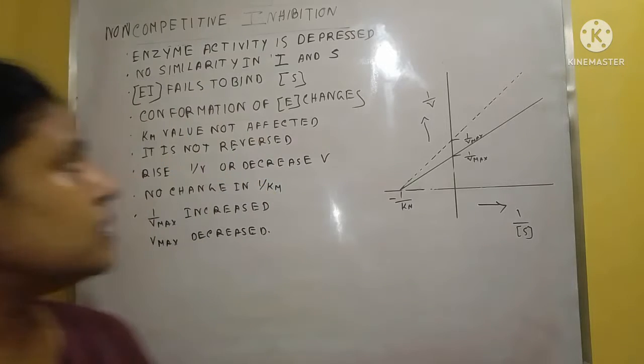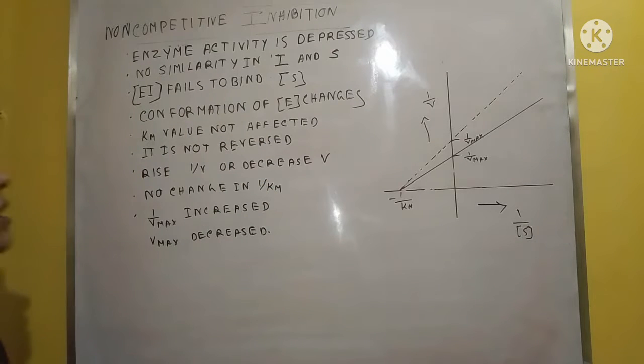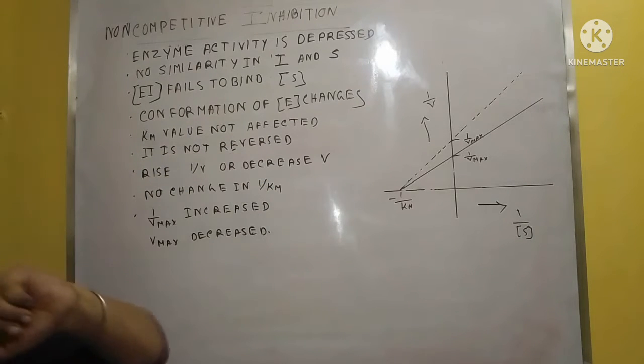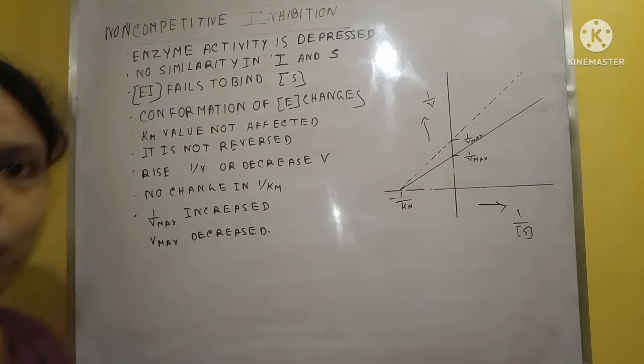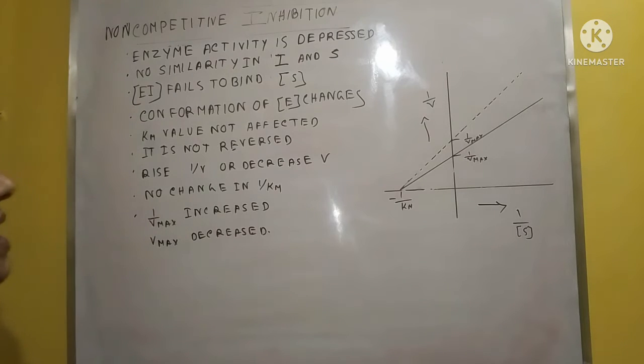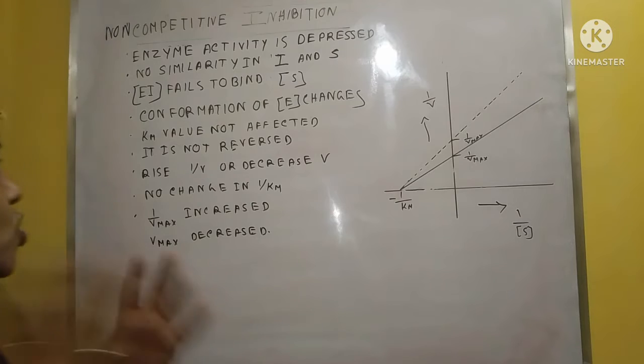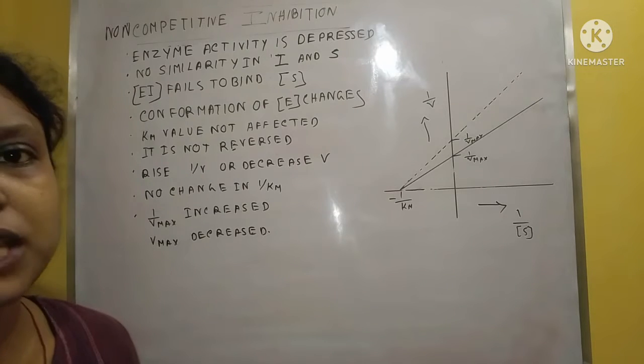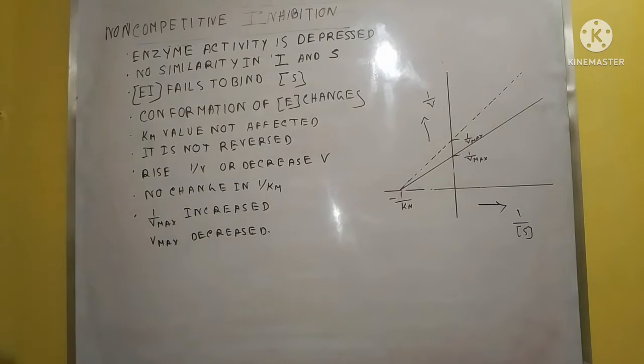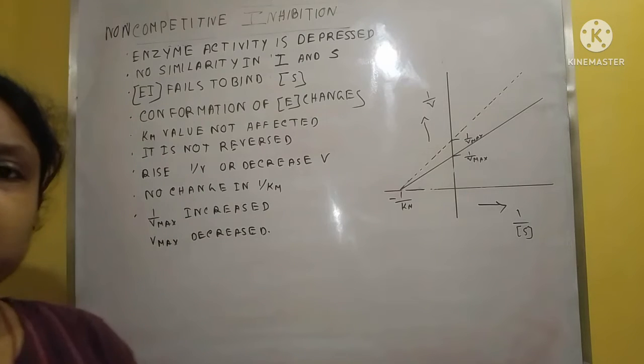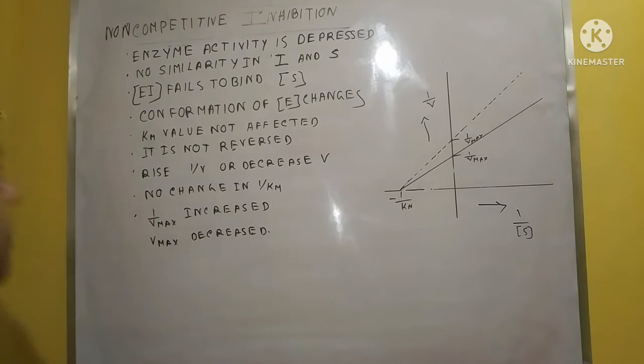Clear? And this process is not reversible. Once EI, the enzyme inhibitor complex, is formed, there is no chance for the formation of the ES complex or the ESI complex. ESI complex sometimes may be possible, but the ES complex can never form, because the inhibitor never dislodges from the enzyme. Okay.